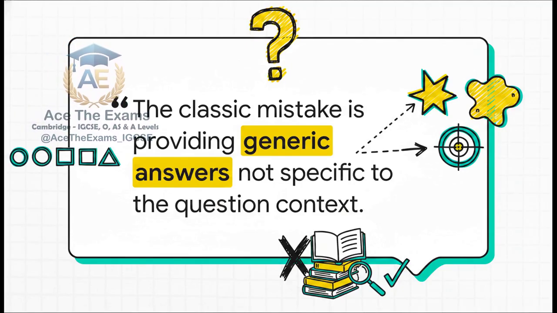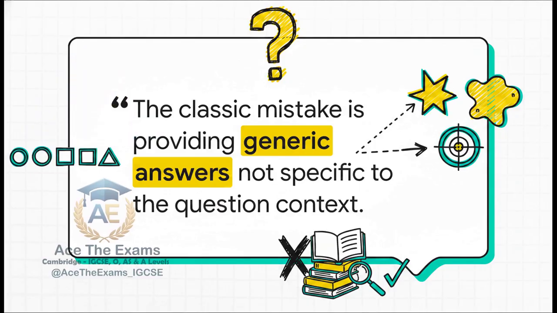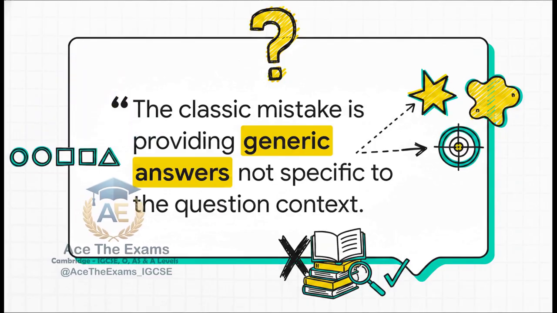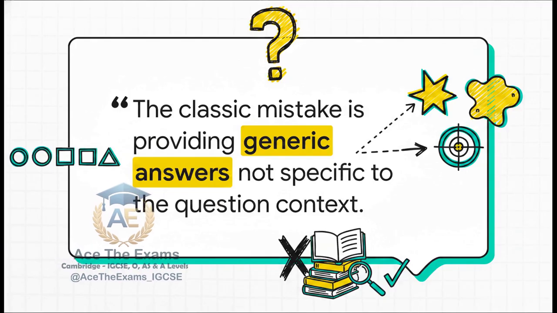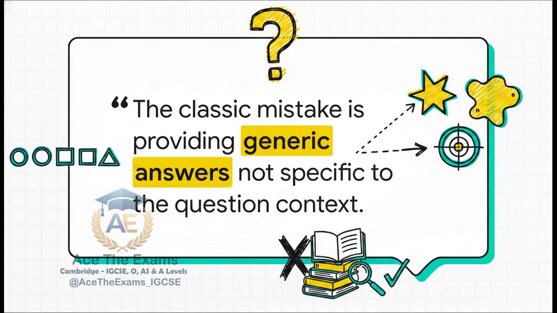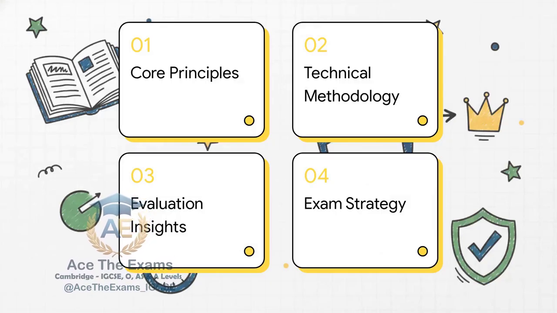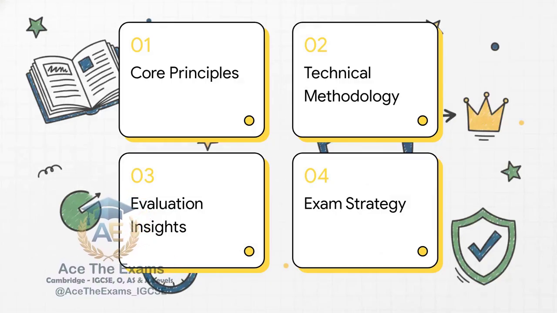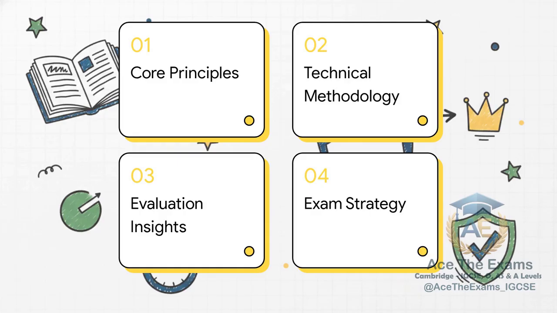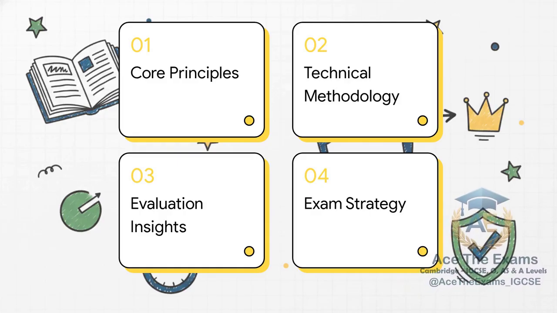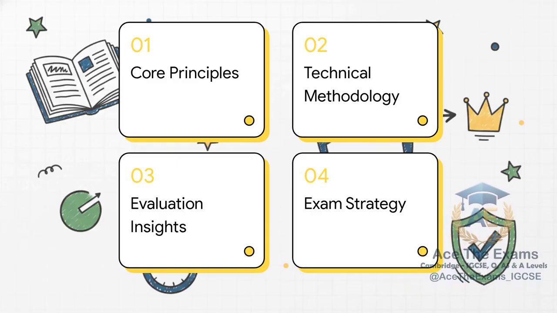When you do this, the mark scheme forces me to cap your score at a C or a D, no matter how beautiful your language is. If your answer isn't firmly rooted in the specific context of the question, you are throwing away your A star. So to prevent that exact scenario, we are going to follow today's official marking directives rubric. First, core principles. Second, technical methodology. Third, evaluation insights. And finally, the final marking strategy.